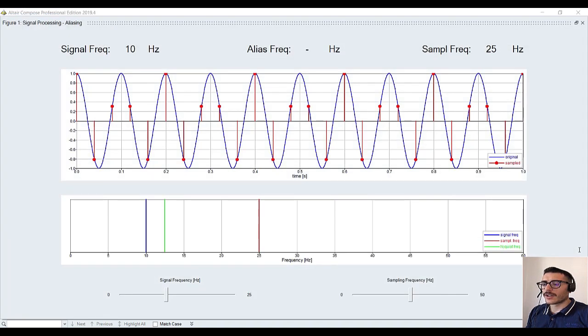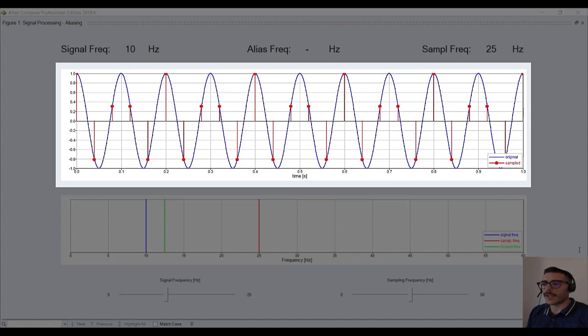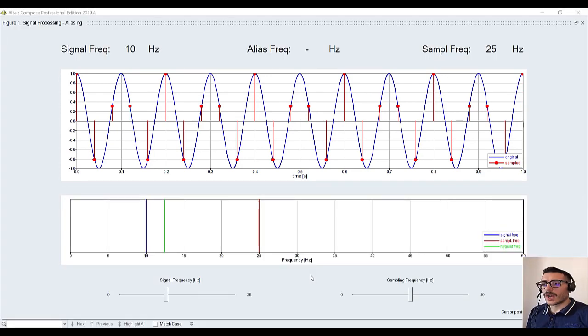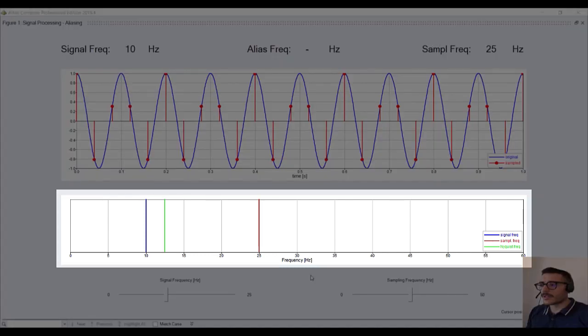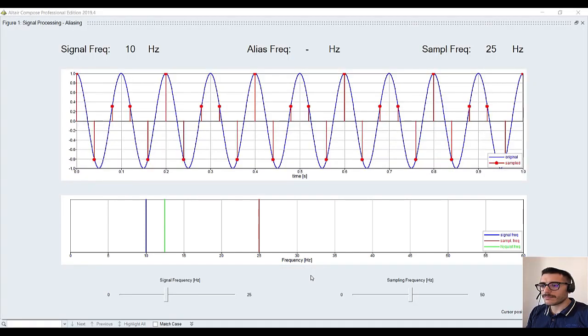We can see that there are two plots. The one on the top is representing the signal in time domain and is the discrete representation, while the one on the bottom is used to draw some frequency information, such as the signal frequency, the sample frequency, and the Nyquist frequency, and later also the aliasing frequency.